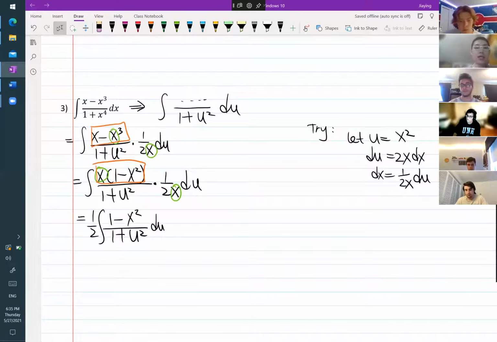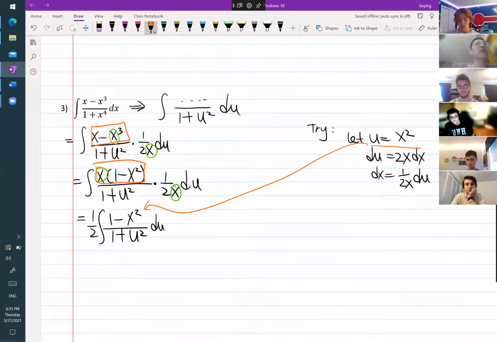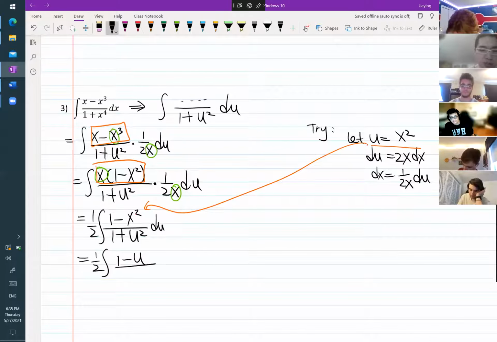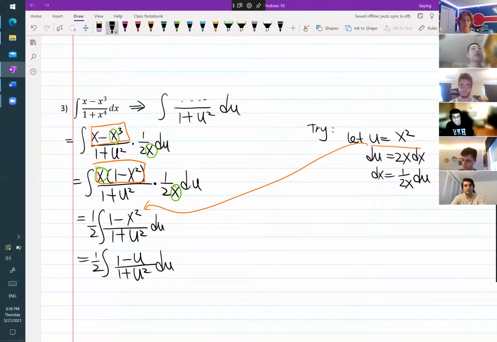All right, so we're getting close, and from here we still have an x and a u, so that's not very good, right? When we integrate, we just want u or just x. We don't want a mix of them. So now, if you recall that we started with u equals x squared, maybe we can substitute for this x squared. That will help. So that will be 1/2 integrating 1 minus u divided by 1 plus u squared du. And this still doesn't help us much. We still get this complicated expression.